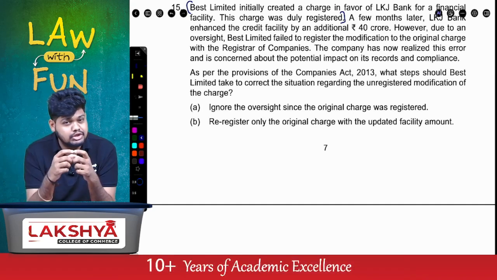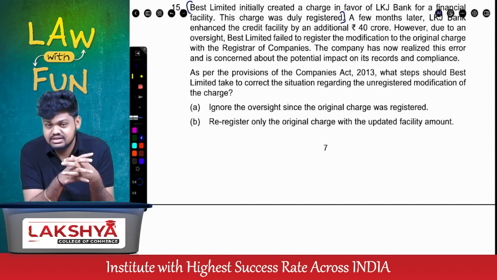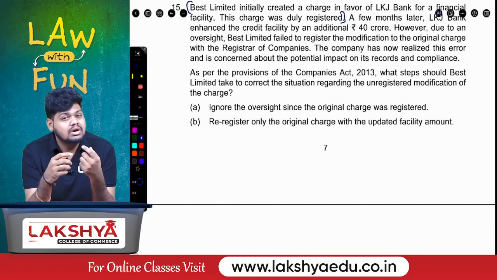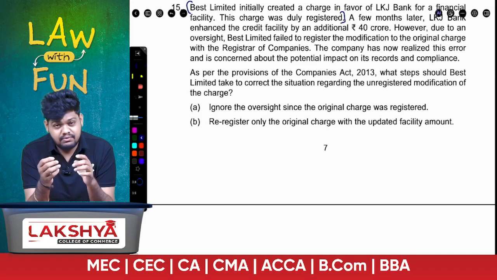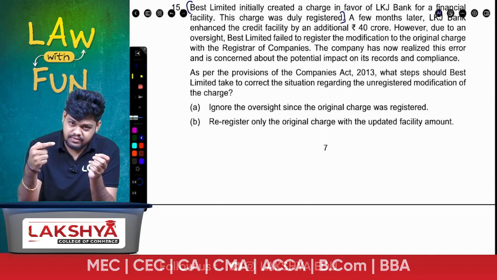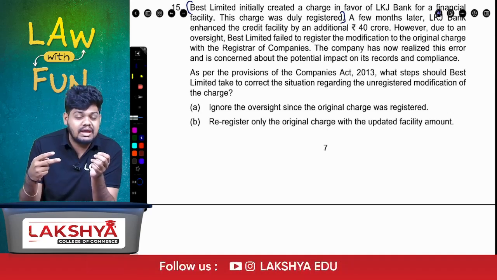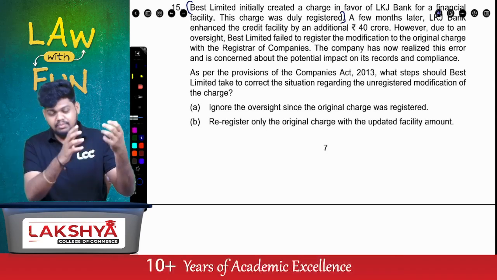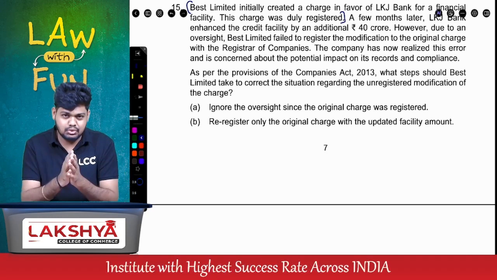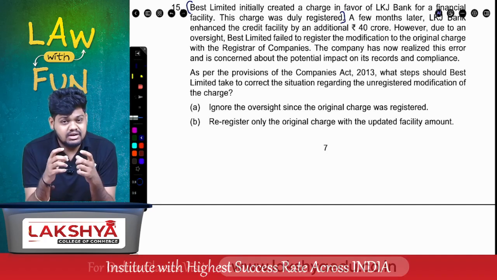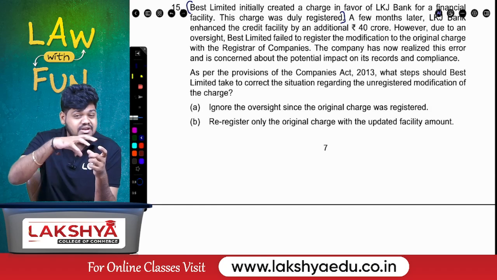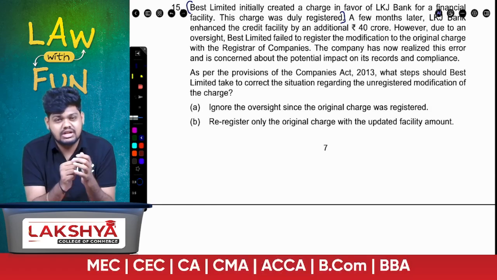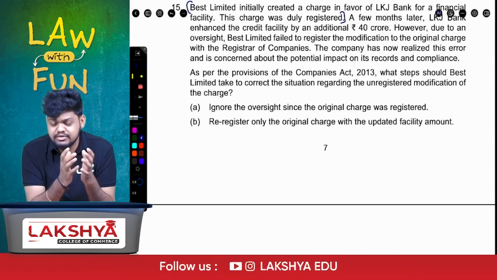To understand this concept, guys, whenever the charge or the modification of charge is not registered within the due time limits, we have extensions under section number 77. If you want to apply for extension, you have to pay an additional fee, or for the second extension we have to pay an ad valorem fee. If you remember the chart we have done in the class before, the old law as well as the new law, we have divided the concepts.